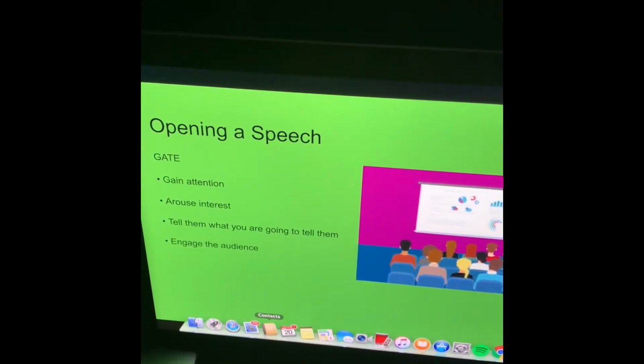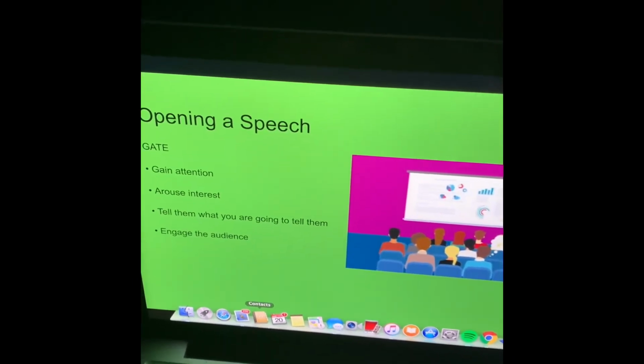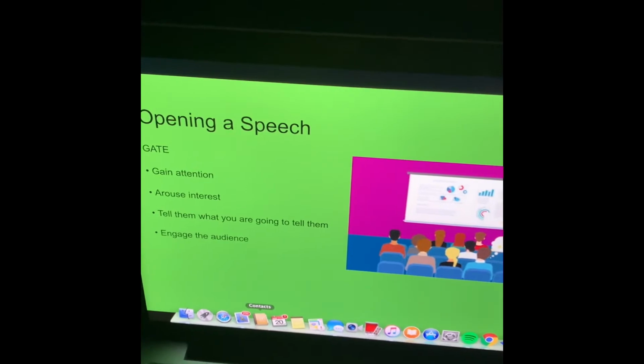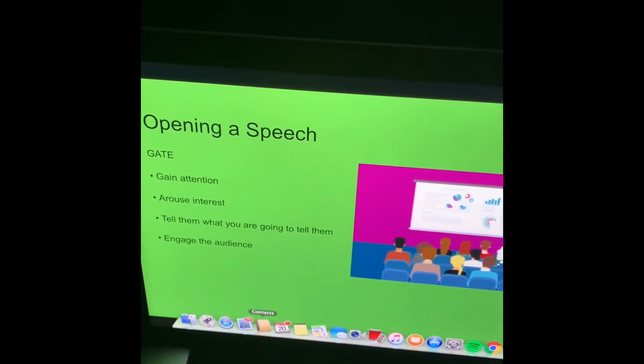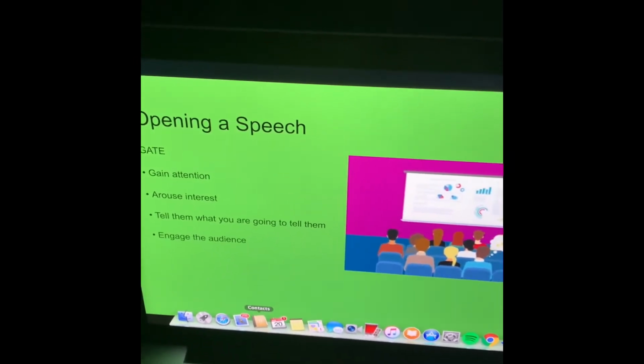The T in GATE stands for tell them what you are going to tell them. This means that this is the stage where you will inform the audience what your presentation is truly about. In this case, I would explain to all of you that this presentation is about improving your presentation skills.